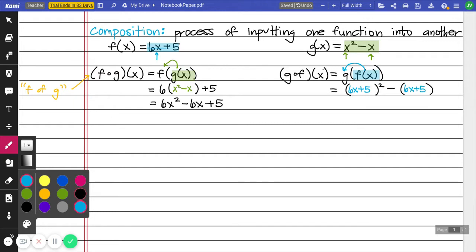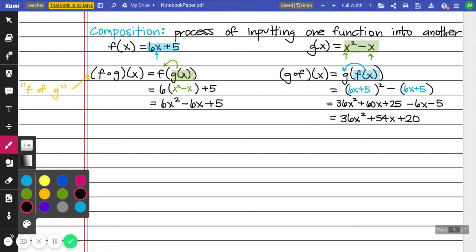Okay. And then we can clean this up a little bit, thanks to some FOIL and some distributive property. If that doesn't feel totally comfortable to you, you will get better at it, I promise. And then we'll just collect our like terms and kind of finish it off.